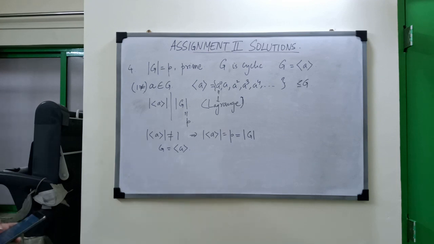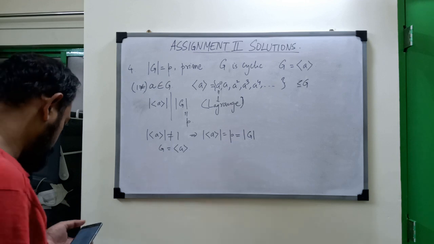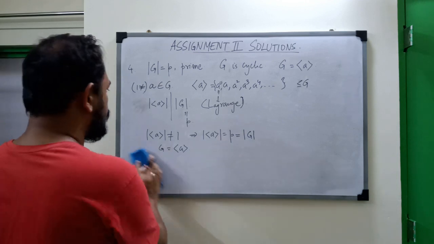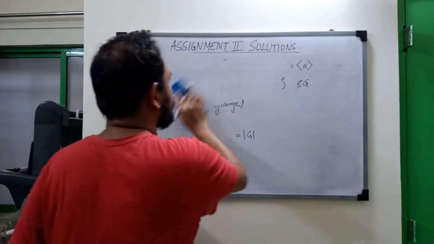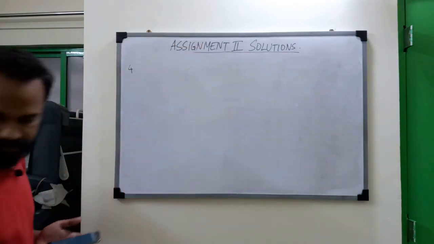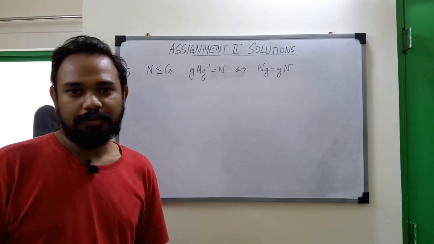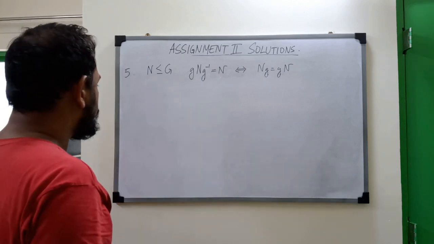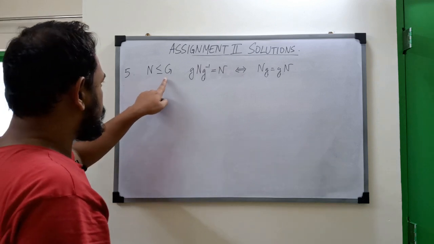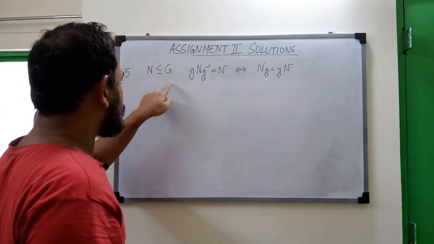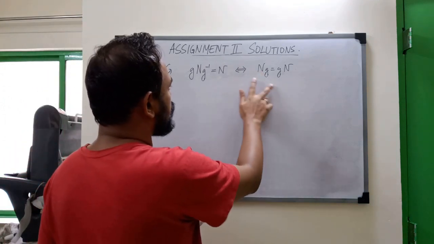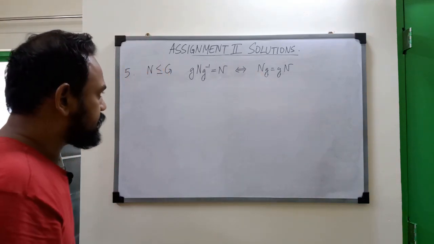Let's just quickly do number 5 and number 6. Number 5 is, hi, sorry about the cut. I sort of ran out of space with my recording. So anyway, let's just get back to problem number 5. We were supposed to show that if N is a subgroup of G, then these two conditions were necessary and sufficient conditions.